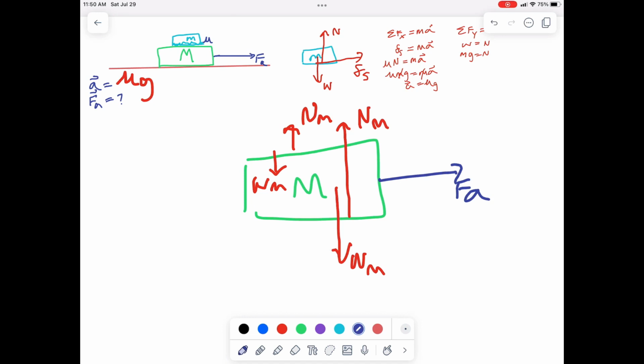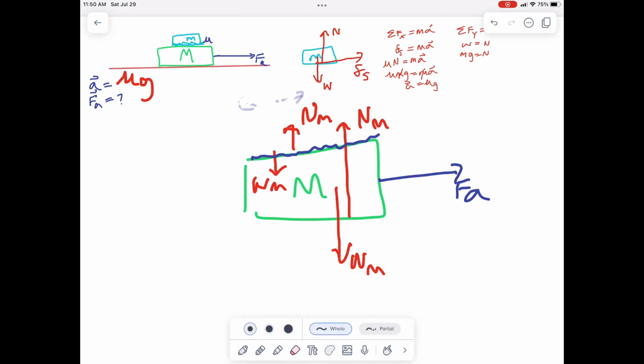We know that the surface on the top of this block is frictional. And we know that this little block of mass, capital M, well, it wants to slide this way. So its force of static friction is acting that way.